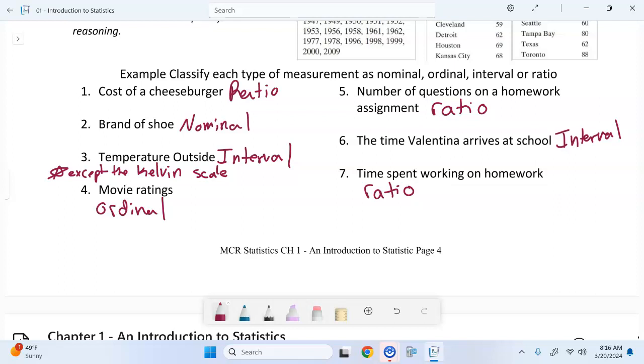All right. Questions, comments, concerns, queries? Cool. Types of measurements.